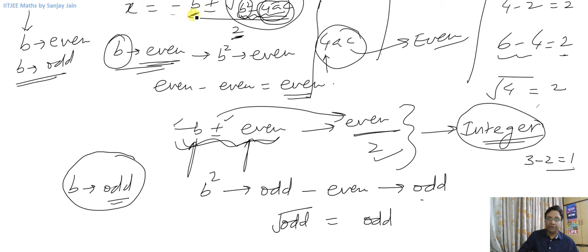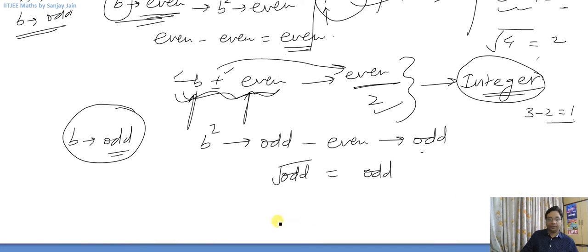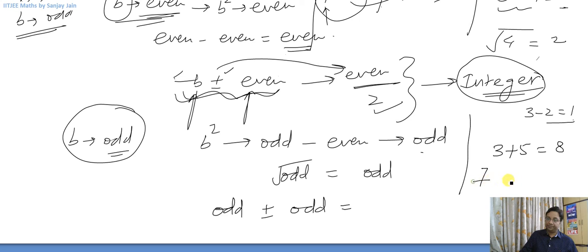Now b being odd, b plus or minus an odd number, what will be the result? You can verify it here. If you add two odd numbers, they will give you an even number. If you subtract any two odd numbers, they will give you an even number. So the result here will be an even number.